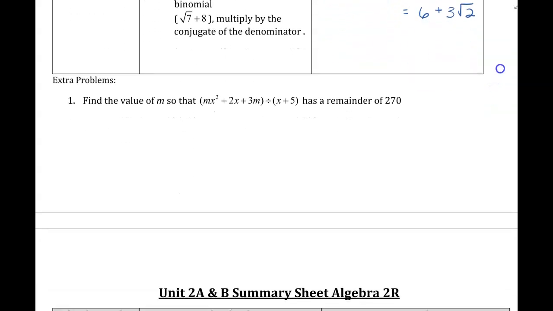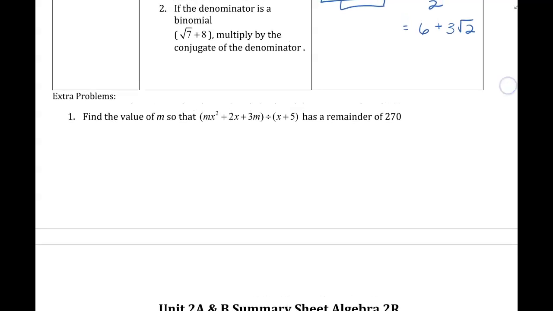And then our last problem says find the value of m so that when we divide these terms, we're left with a remainder of 270. So what we can do again is take the zero of the divisor, which means I take that x plus 5, set it equal to 0 and solve. We get x equals -5. And I'm going to plug that in everywhere I see an x. So we'd have m times -5 squared plus 2 times that -5 plus 3m. So I'm leaving m as m. And then when I do that, that will equal the remainder.